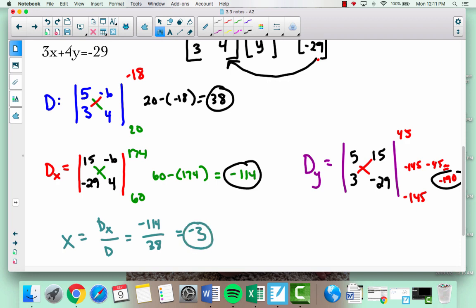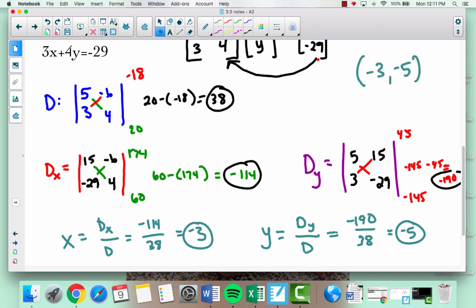And do the same thing for the y's. Take the d of y over the original determinant, and that gets us negative 190 over 38. So notice the denominators are the same in both. So negative 190 divided by 38 gets us negative 5. So our final solution to this would be the ordered pair negative 3, negative 5.